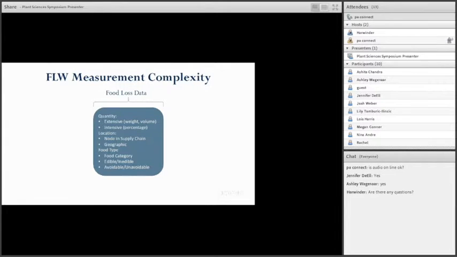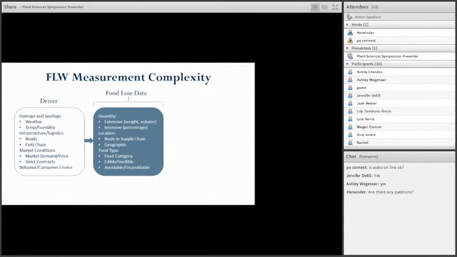And finally, we want to know what food type. Food loss and waste differs by food type, whether it's a grain, fruit or vegetable, meat, oil. They all have different rates of losses across the food supply chain. And then finally, we have some of these subjective terms in terms of food loss and waste. Is it avoidable or unavoidable? And who's defining that? Is it edible or inedible? And who's defining that? So there's lots of questions just in the food loss and waste measurement itself.